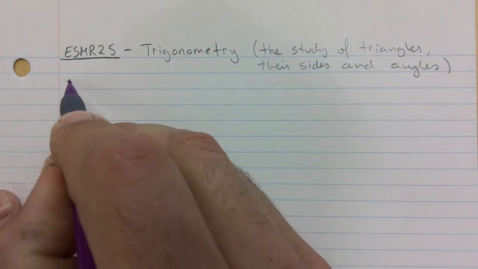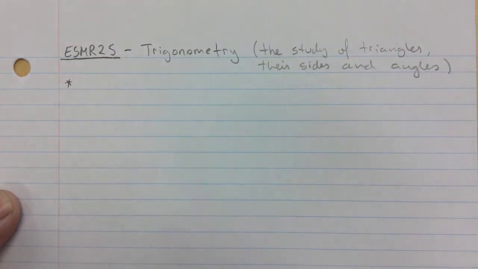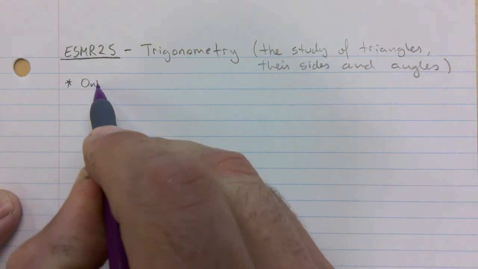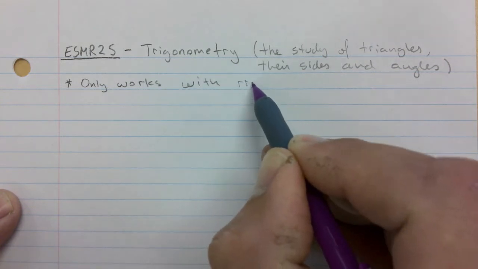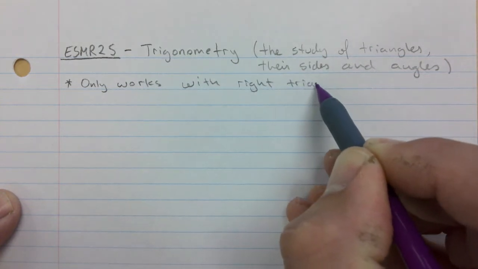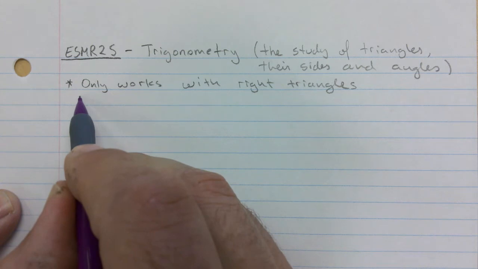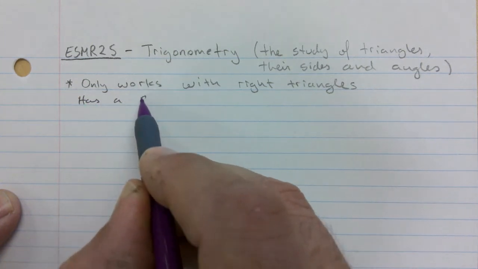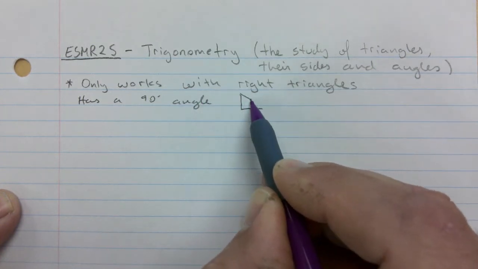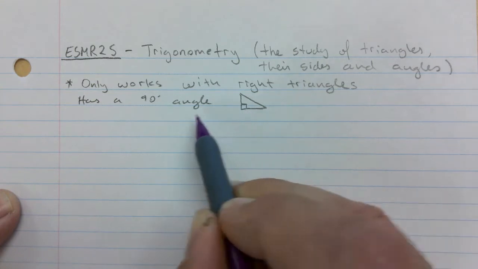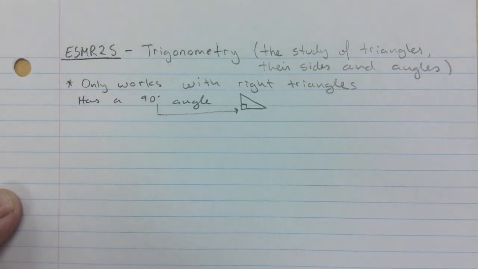So a couple of things to note here. This trig that you're going to learn, you'll learn a different trig in grade 12, but here it only works with right triangles. What is a right triangle? It has a 90-degree angle. So if you've done trigonometry, if you've seen triangles, if you see a little box, it has to have that in place or else this will not work.